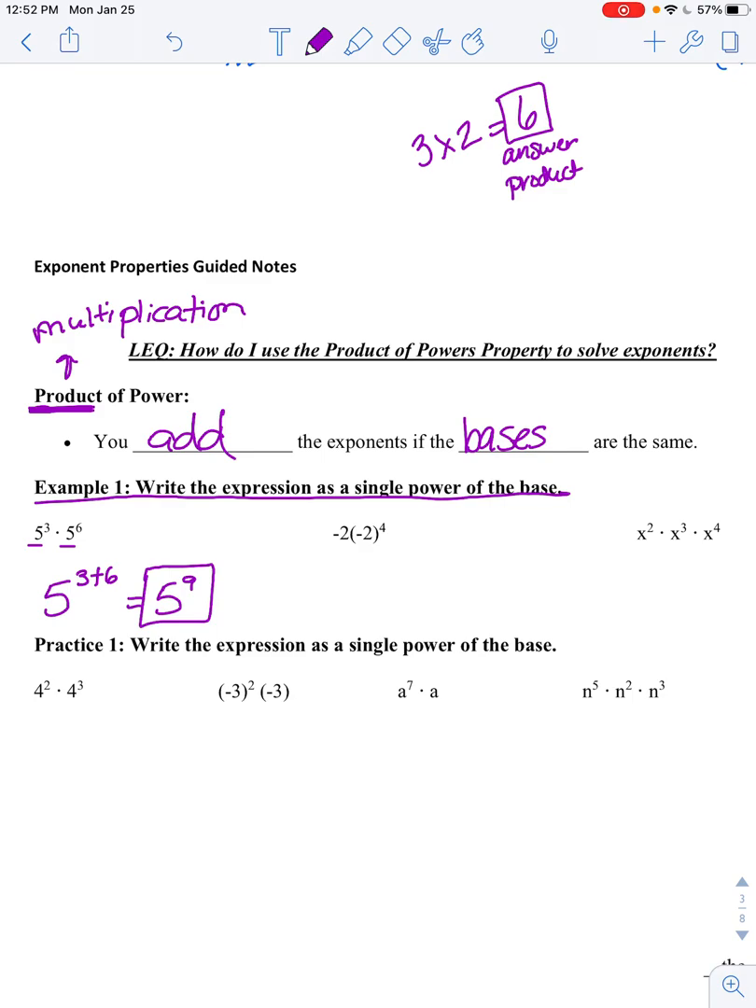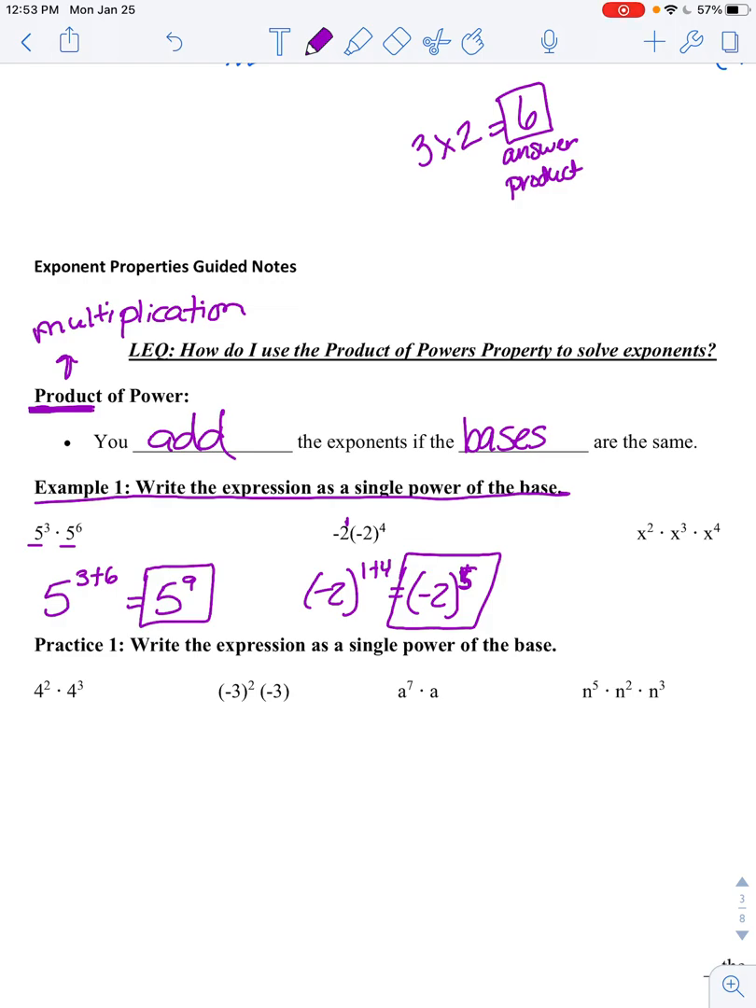Next one, -2 times -2 to the 4th. We have the same base, but be careful, this first -2 doesn't have an exponent. But we know from algebra, if there's none, there's 1, so it's technically a 1. So we have -2 as our base, and then we have our exponents 1 and 4. So our answer is -2 to the fifth power. 1 plus 4 gives us 5.